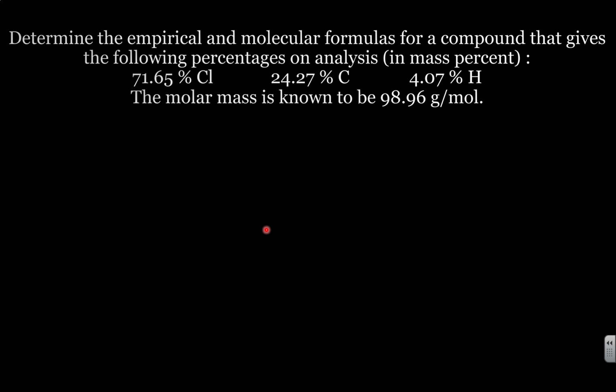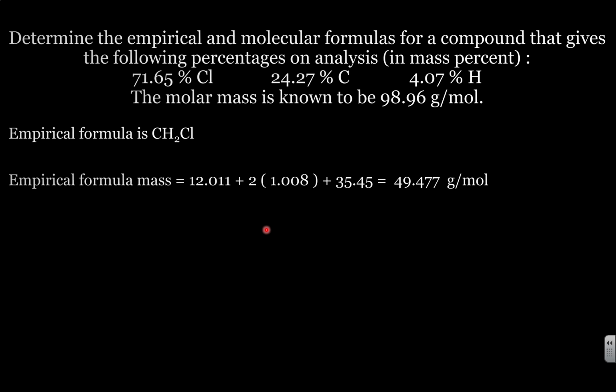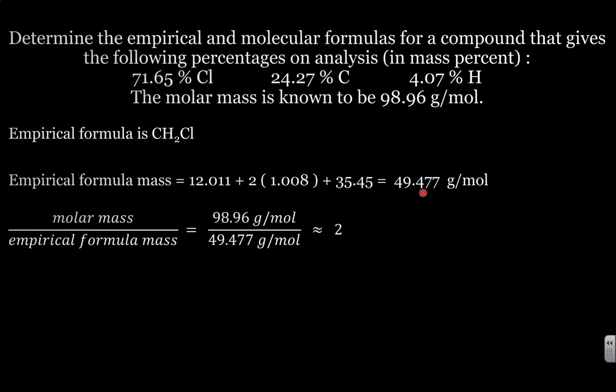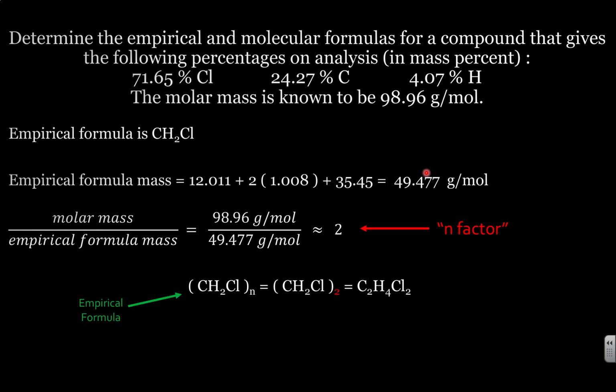So the molar mass is known to be 98.96 grams per mole. We know the empirical formula, so we'll find the empirical formula mass just by adding them up from the periodic table again. And so we get 49.477 grams per mole. We'll take the molar mass that's given in the problem divided by the empirical formula mass that we just found, and we'll get 2. We're going to multiply all subscripts by 2. And so that means that the molecular formula is C2H4Cl2.